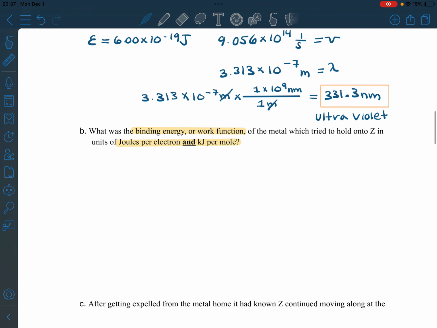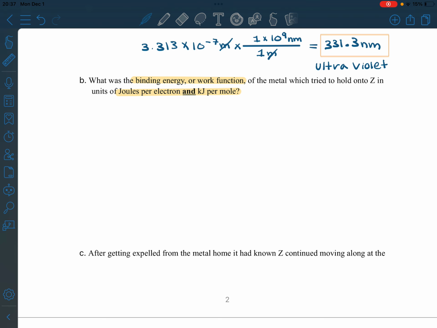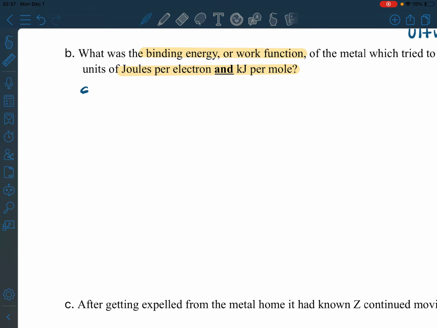Okay, moving on. What was the binding energy or work function of the metal which tried to hold on to Z, in units of joules per electron and then kilojoules per mole? So there are going to be a couple of conversions. To start off, we're going to go back to the equation that was provided, which is the energy of a photon equals this potential energy plus this kinetic energy.